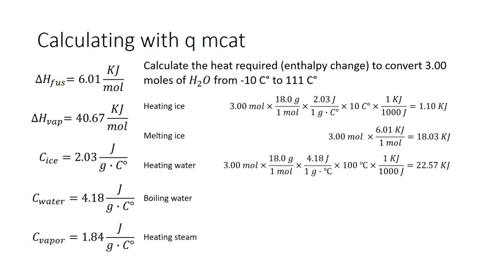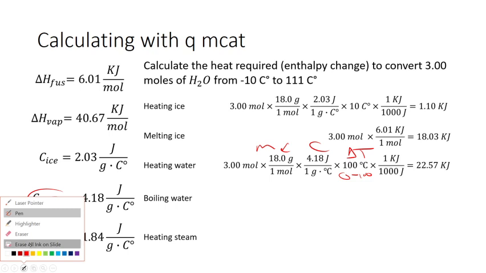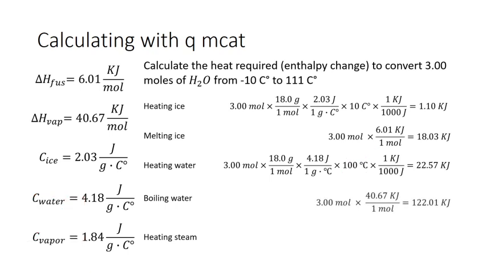So then we're going to figure out how much energy it takes to heat the water. Again, we need our mass, we need our C, and we need our delta T, all right here. Our mass is the same thing. C comes from the specific heat of water, and delta T is 0 to 100 degrees Celsius, and then convert it to kilojoules. We're then going to boil the water.